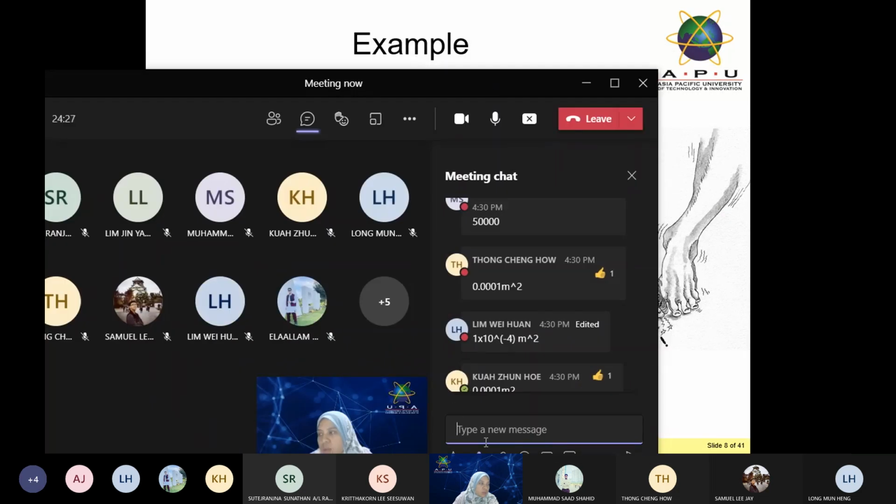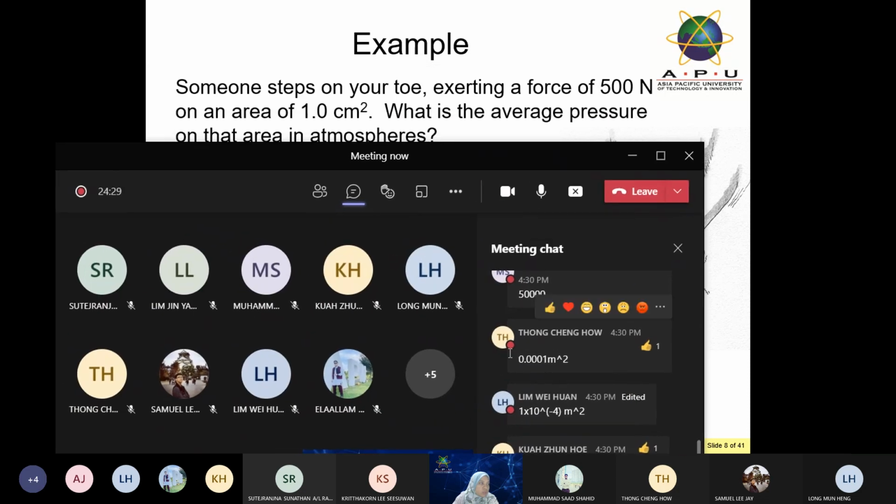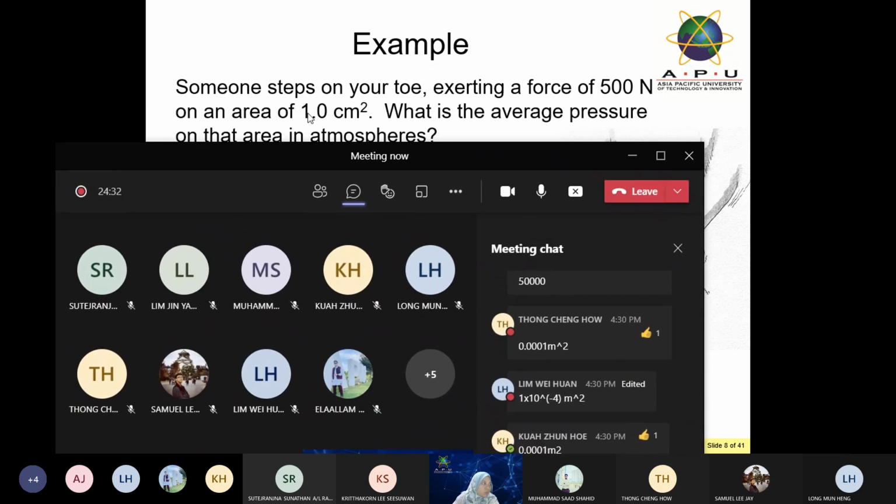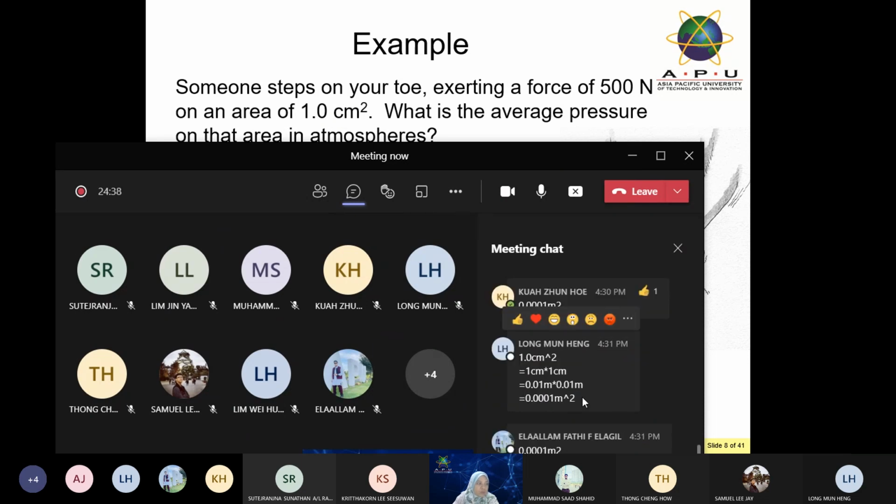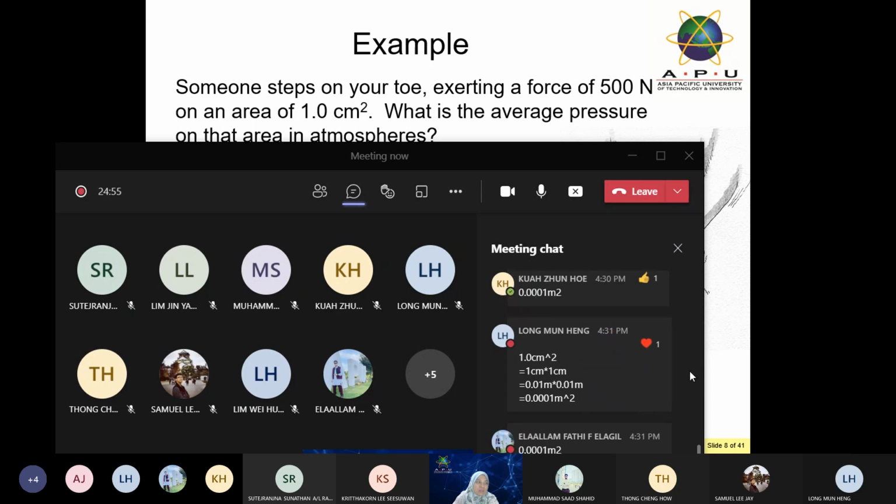Wait. So here you look at the question. Question is 1 centimeter. So 1 times 10 to the power of negative 2 in bracket to the power of 2. Okay, in the bracket to the power of 2. So the 10 to the power of negative 2 will become 10 to the power of negative 4. Who don't understand what I say? Exactly like what Long Man Heng mentioned here.